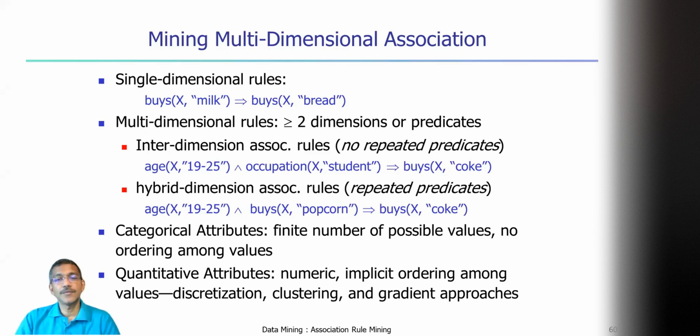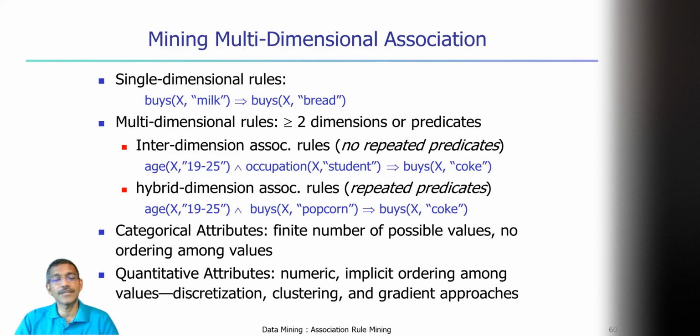Categorical attributes have a finite number of possible values, and there won't be any ordering among the values. When it comes to quantitative attributes, there is some implicit ordering among the values. For example, if you take age, there is some ordering. Therefore, we need to consider that when we talk about mining associations.